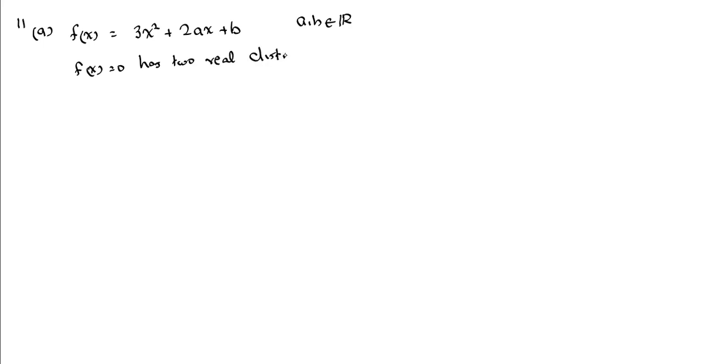Read the question. They are giving you that f(x) equals 3x squared plus 2ax plus b. They are giving you that a and b are elements of real numbers. It is given that the equation f(x) equals 0 has two real distinct roots.